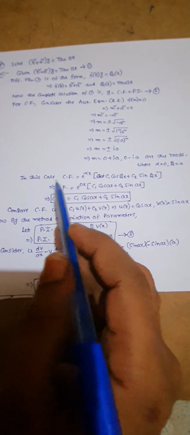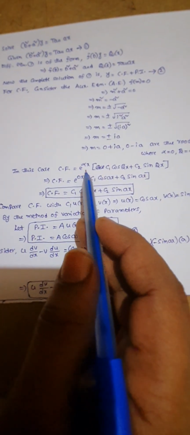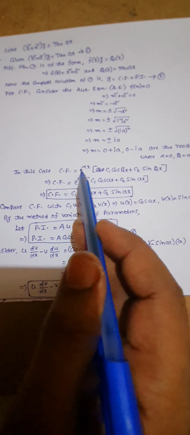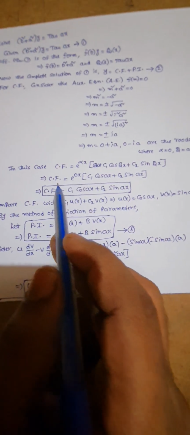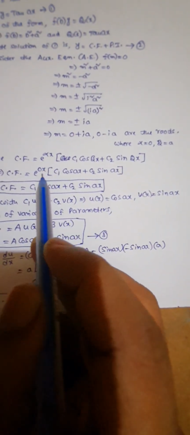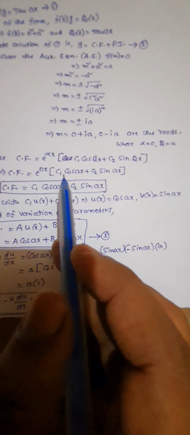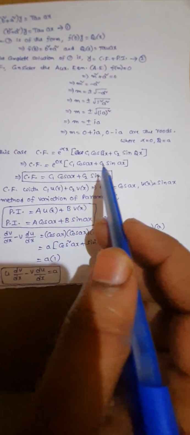In this case of having two different complex roots, CF equals e power alpha x into c1 cos beta x plus c2 sin beta x. This is the formula we have, and we should have an idea of these formulas. What is alpha? 0. What is beta? a. Therefore I replace alpha with 0 and beta with a: e power 0x into c1 cos ax plus c2 sin ax. This is the CF, the first part of our required general solution.